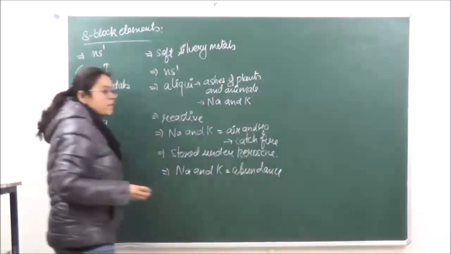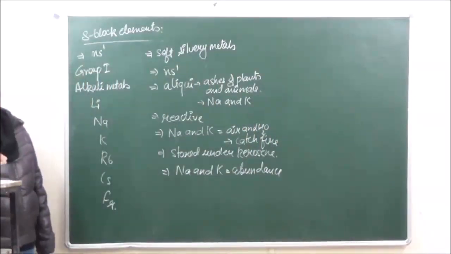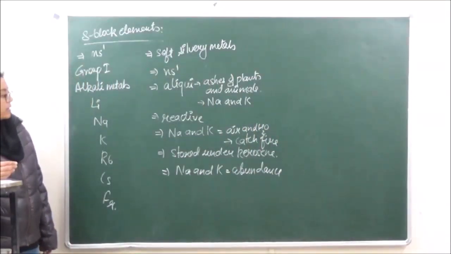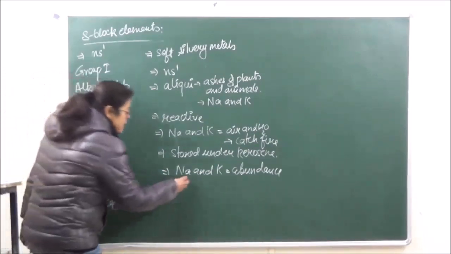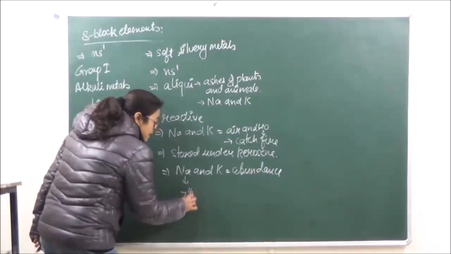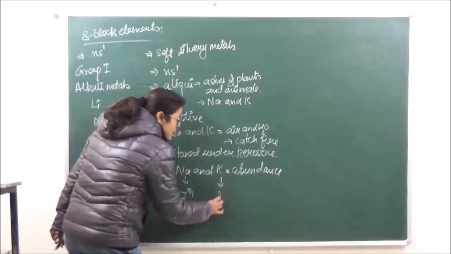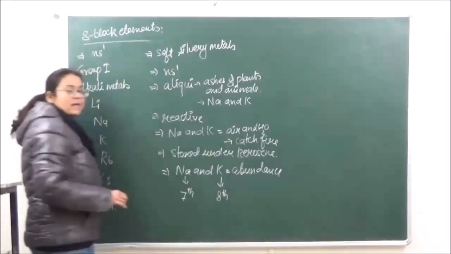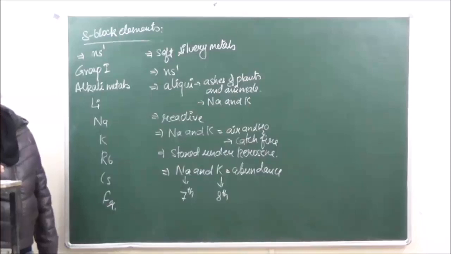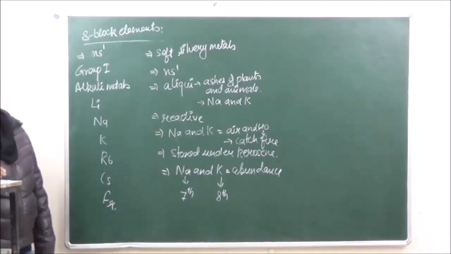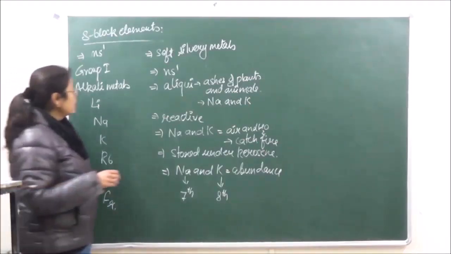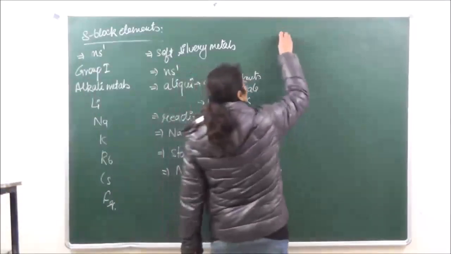It is only sodium and potassium which are going to be found in abundance. Rest all they are going to be rare. Sodium is the 7th most abundant element, and potassium is the 8th most abundant element found in the Earth's crust, and francium, as I just told you, is going to be radioactive.